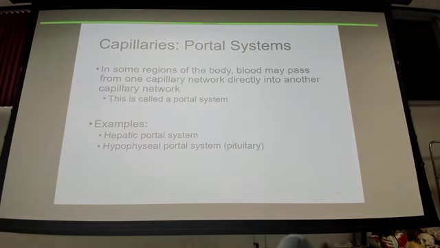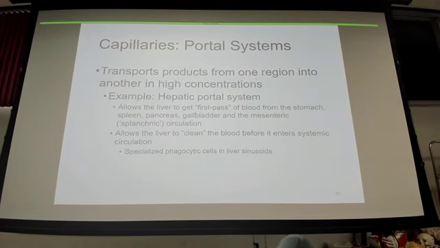So not too bad. All right, and then the places that we've just been discussing have something called a portal system. Without getting too deep into it, because we'll talk about it a lot in the GI section, a portal system is basically a way to divert blood into another capillary network before it returns into systemic circulation. And conceptually, the easiest one to think about is this one right here, the hepatic portal system. Some of you may be familiar with it, but for those of you who are not, think about it this way.